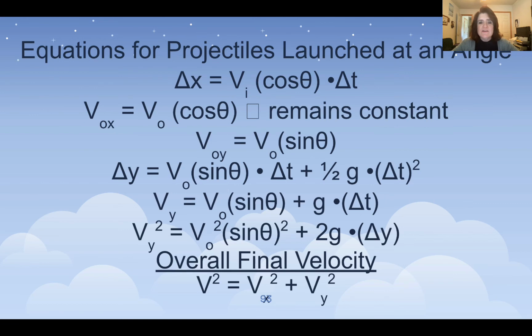Same thing here, just phrased a little differently. We may need to know the vertical and horizontal components. We may also want to know the overall velocity at the bottom.